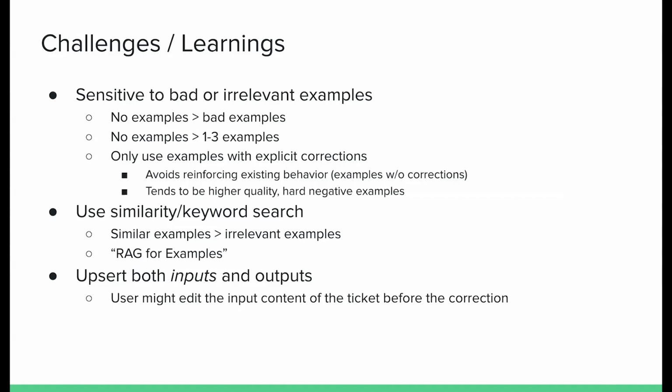And then also collecting examples that had explicit corrections was really important because this is an easy way to find hard negative examples, things that Dosu is doing poorly on. And it avoids reinforcing existing behavior. Because if you're feeding in examples of things that Dosu has already done, then it would just be patting itself on the back. And also, it's important to keep inputs in sync. This is a subtle thing about production, but in this specific case, people edit inputs a lot. So make sure that you're syncing both the inputs and outputs when you get corrections.